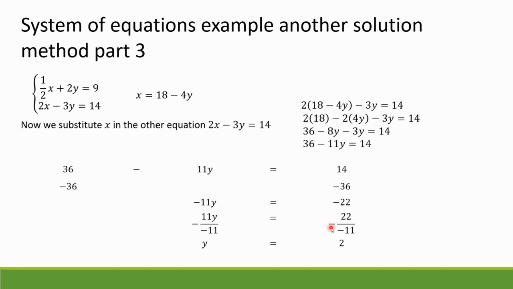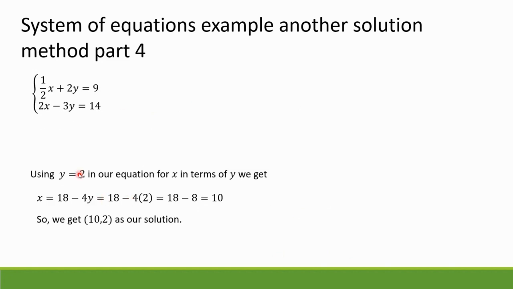Now, are we done? Well, no, we're not done yet. And why is that? We have to get x, right? Remember, our solution is an ordered pair, right? The first number is what x is. The second number is what y is, in this case 2. So we have to figure out what x is. But can we do that? Well, yeah, we know what x is in terms of y, right? Taking y equal to 2 and using the equation for x in terms of y, we plug it in. We get x is 18 minus 4 times y, which is 18 minus 4 times 2, which is 18 minus 8, which is 10.